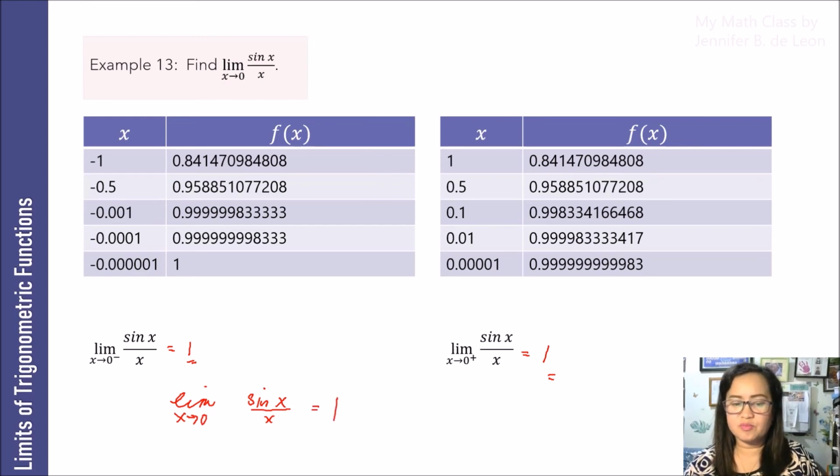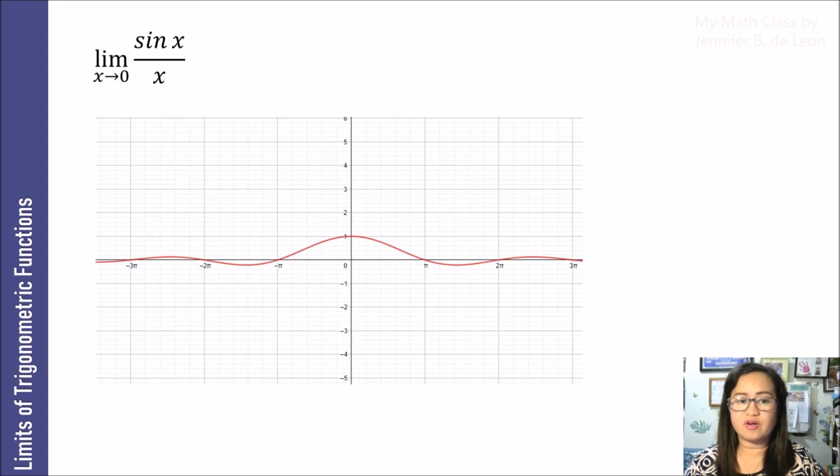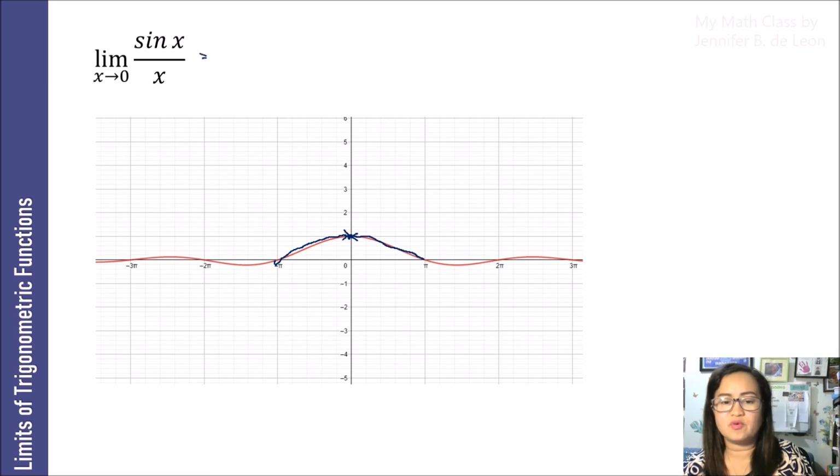Now let's confirm using the graph of sine x over x. If we trace this here, we have 1. Now what if we have the numbers at the right of 0, approaching that point? Both limits are approaching 1, so therefore the limit of sine x over x as x approaches 0 is 1.